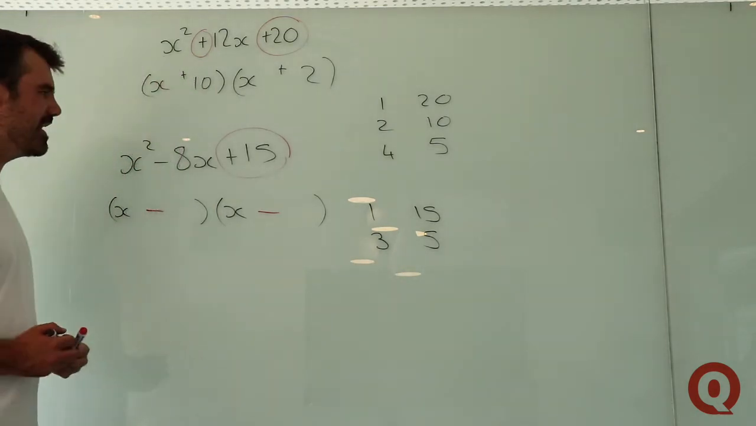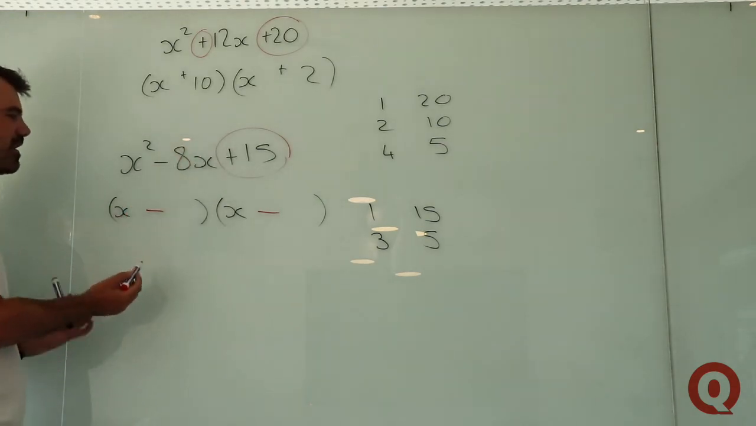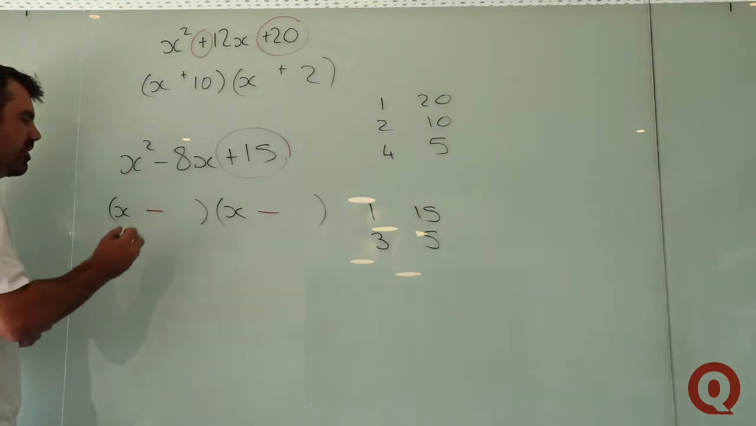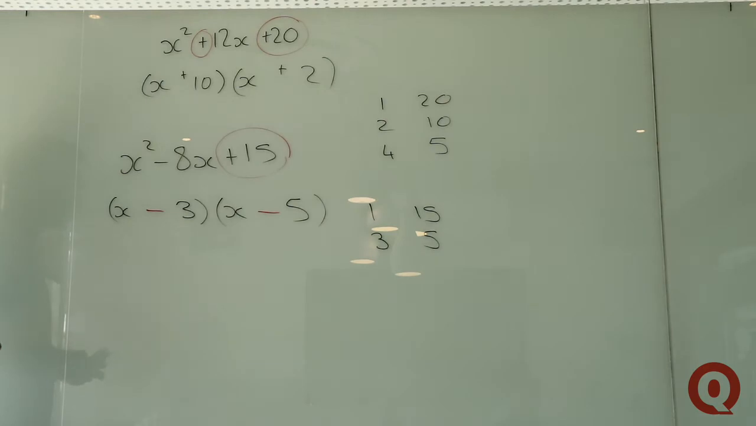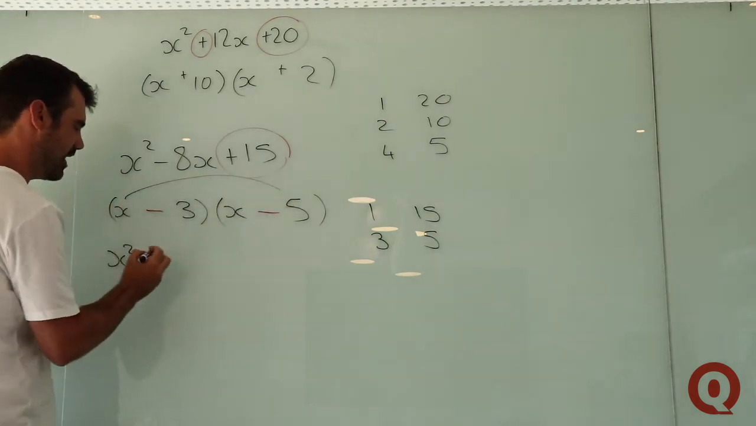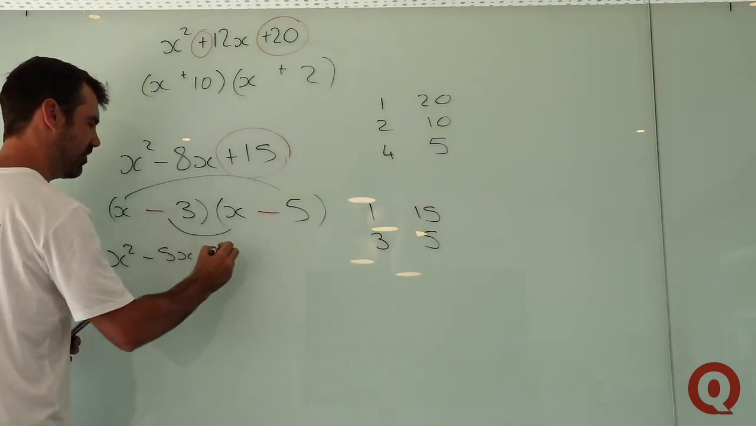But which ones, when added together, are going to give me 8? I don't have to worry that it's a negative 8, because I already know what my two signs are. So I can go straight ahead and say that I can use 3 and 5. And that will be my final answer. And I will quickly prove it to you because x times x is x squared. The x times the negative 5 gives me negative 5x. Negative 3 times x gives me negative 3x.